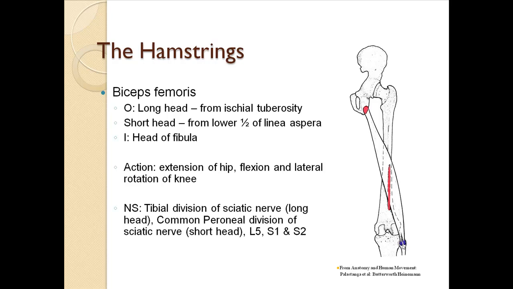The long head of biceps femoris is supplied via the tibial division of the sciatic nerve, whereas the short head, the portion that comes from the linea aspera, is supplied via the common peroneal nerve.